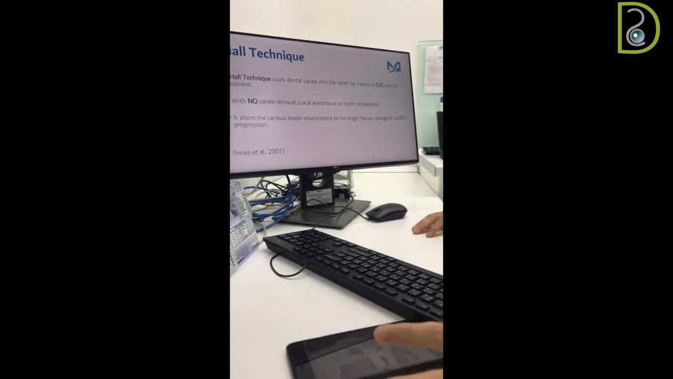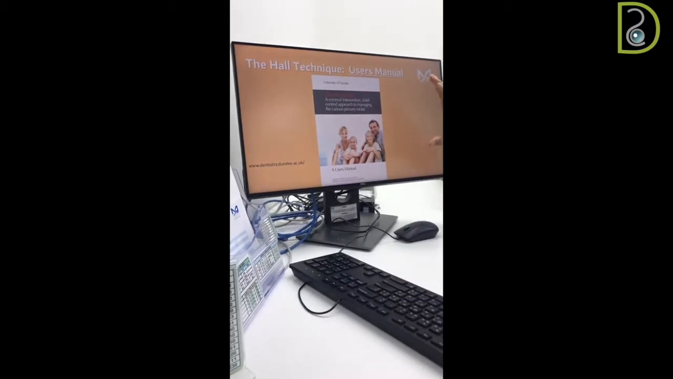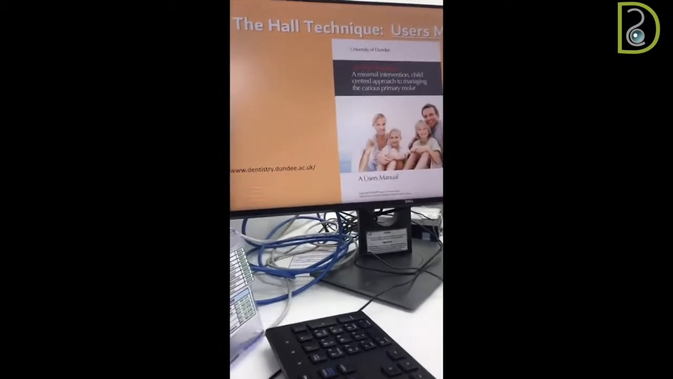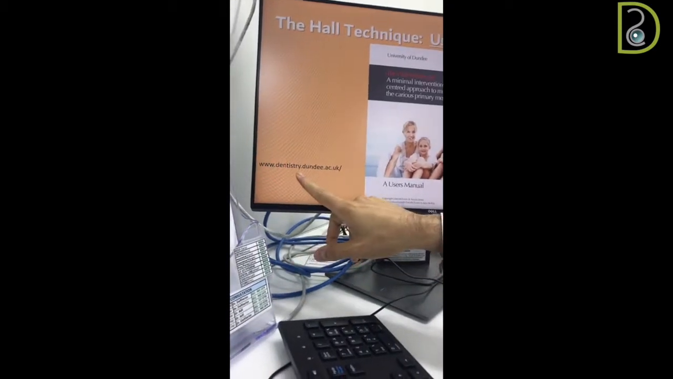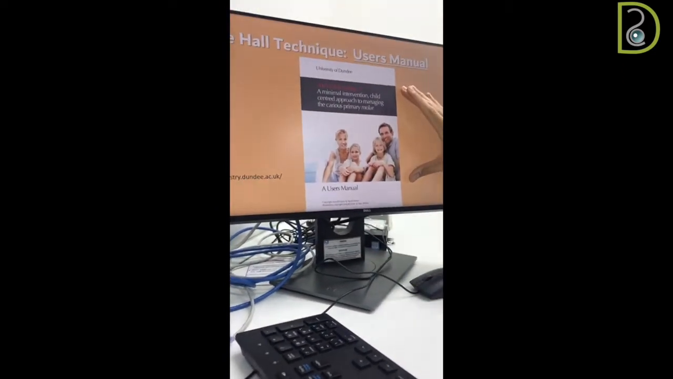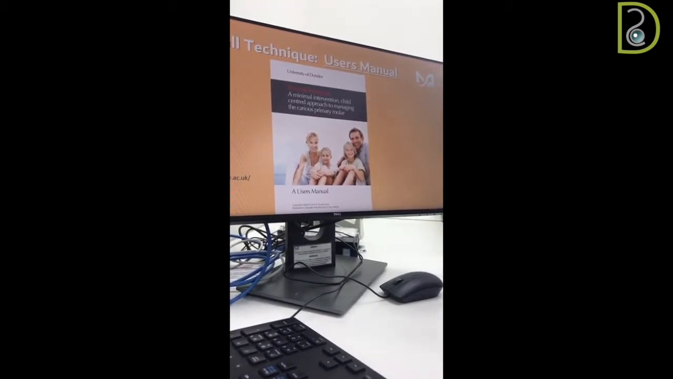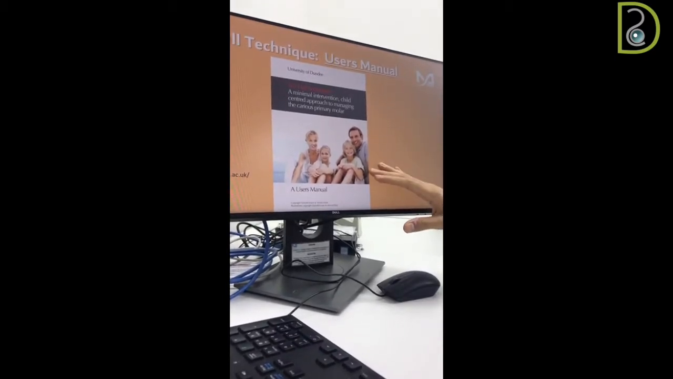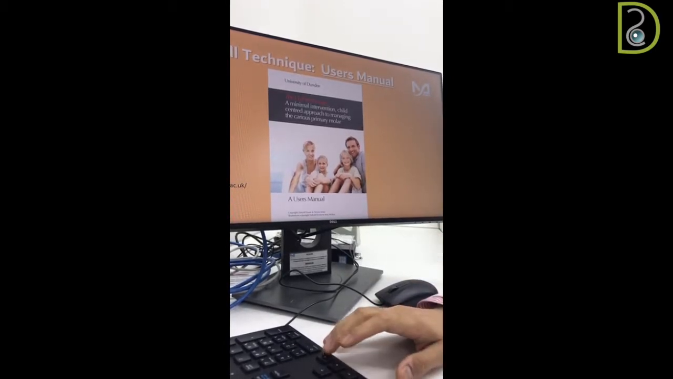Okay, no questions so far? Okay. So if you want to read more about the Hall technique, you have this user manual from the University of Dundee. You can access it free from Google, or you can get it from the University of Dundee manuals. This manual is from the University of Dundee because the technique was first initiated in Dundee. It has all the indications, contraindications, and the details of the technique for doing the Hall technique in the primary dentition. You can access it free.